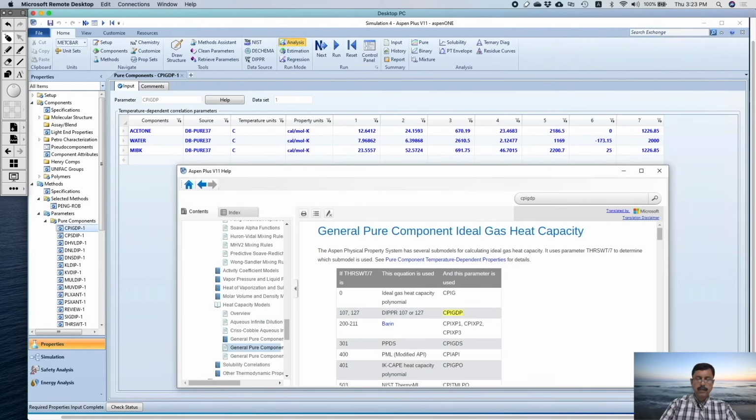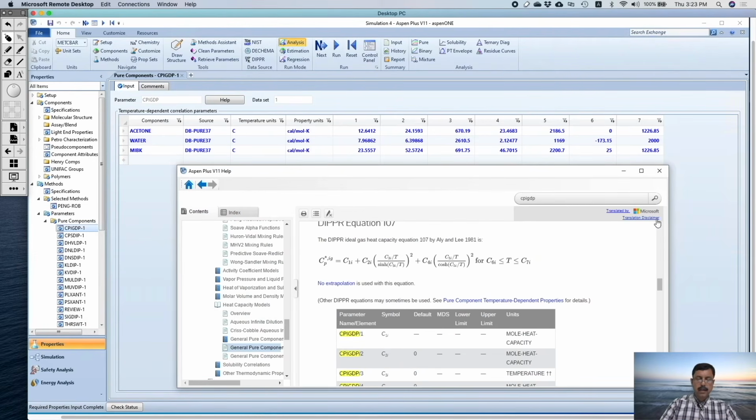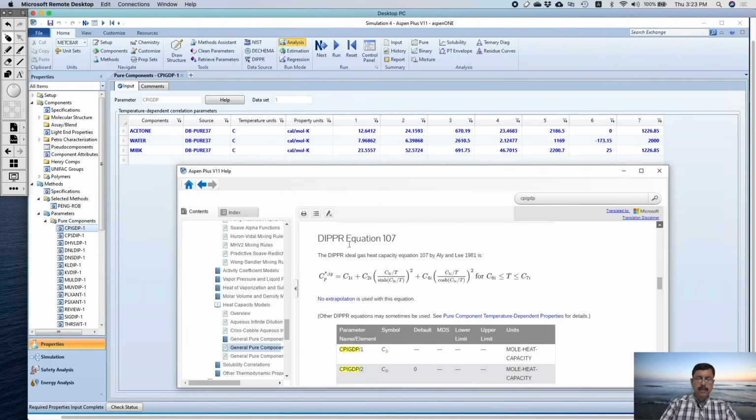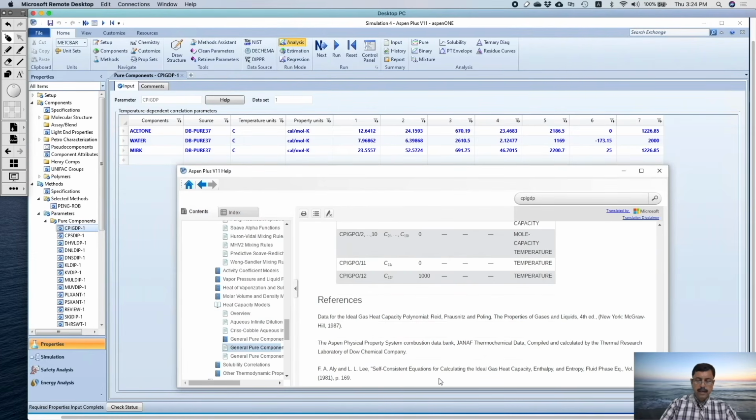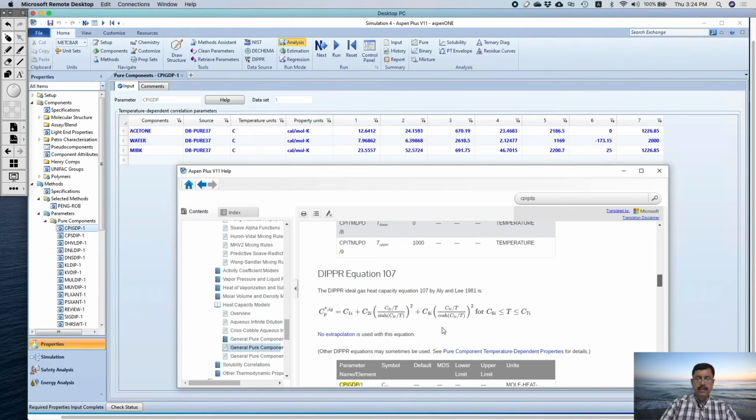Let us see what is 107, 127. Here it is. DIPPR equation 107. DIPPR ideal gas heat capacity equation 107 by Alley and Lee 1981. So Alley and Lee in 1981, they have published a paper in Fluid Phase Equilibrium on self-consistent equations for calculating the ideal gas heat capacity, enthalpy, entropy. So on that basis, this equation has been taken.